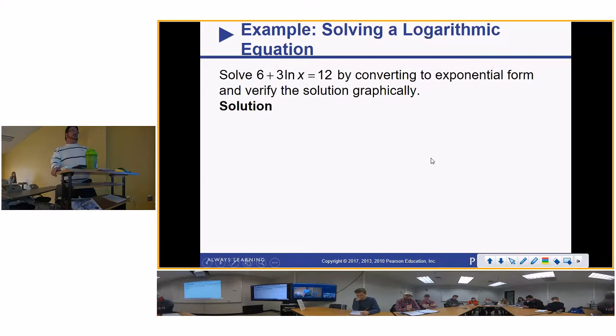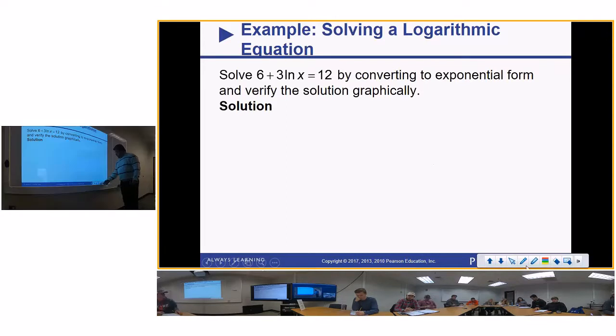Okay, this one is 6 plus 3 natural log of x is equal to 12. But before you start, you got to get this thing looking like an exponent. Right now it doesn't look like an exponent. What are you going to do with that plus 6? I'm sorry, what? Take it to the other side. And then we're going to get 3 natural log of x is equal to 12, but it's still not ready.